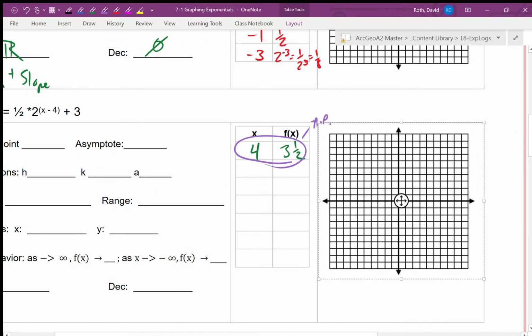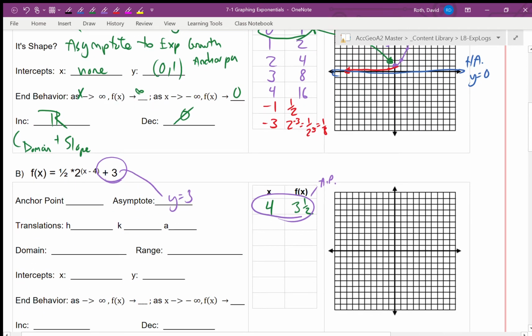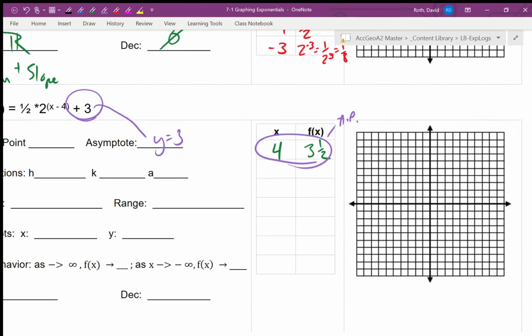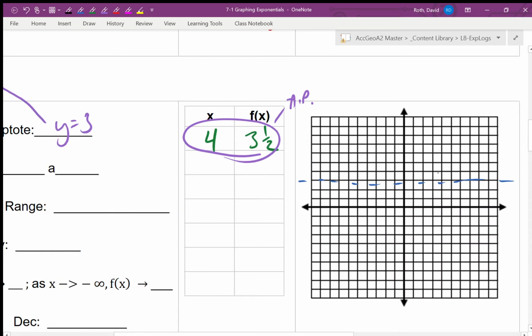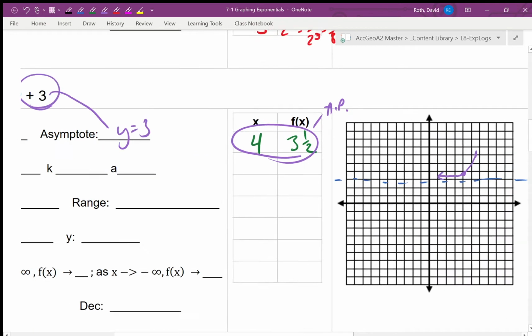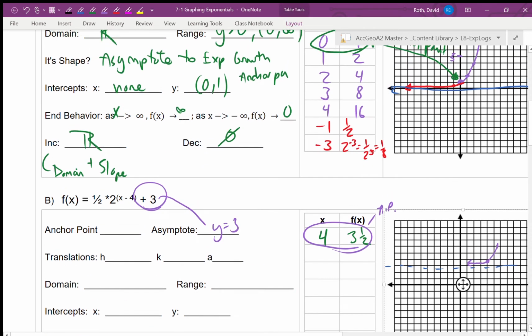And when I come over here, the next thing I want to look at is probably my asymptote, which comes from that plus 3 there, which is y equals 3. What color did I do asymptote? Oh, blue. I did my asymptote line in blue. So I should have an asymptote line at 3 right across here. My anchor point would be shifted to (4, 3.5), which is right here. And I expect it to grow this direction and go to the asymptote on that side, because it's growth and not decay yet. We'll do decay in just a second. So if I want to be smart about my points, let's go back and look up at this one.